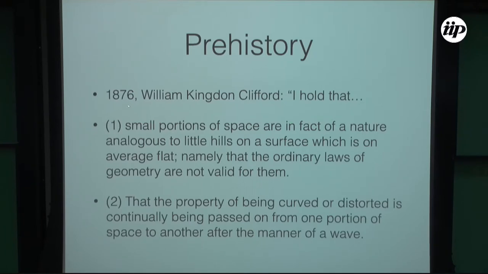He said in 1876, in a paper published in the Proceedings of the Cambridge Philosophical Society: small portions of space are in fact of a nature analogous to little hills on the surface which is on average flat; namely, that the ordinary laws of geometry are not valid for them; that the property of being curved or distorted is continually being passed on from one portion of space to another after the manner of a wave. I find it fascinating that he was thinking in those terms, thinking about the physical interactions in nature and how you are bound to require wave theories to explain them. And he died very young, and he never worked on gravity or anything like that beyond this.